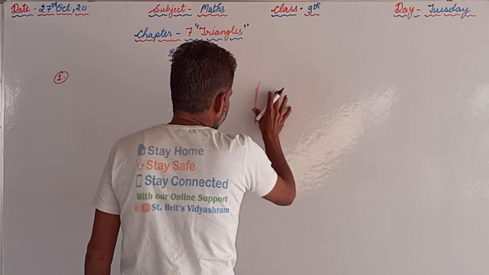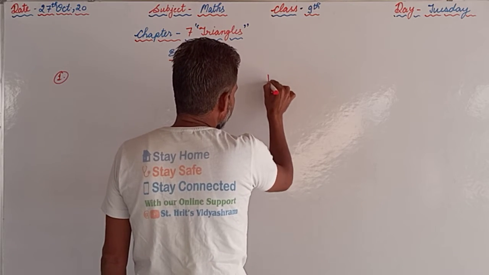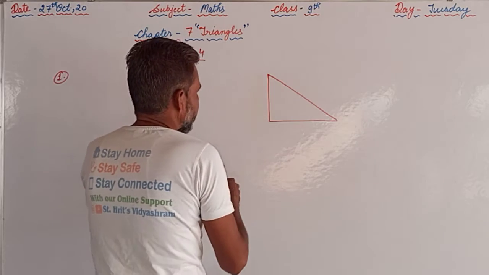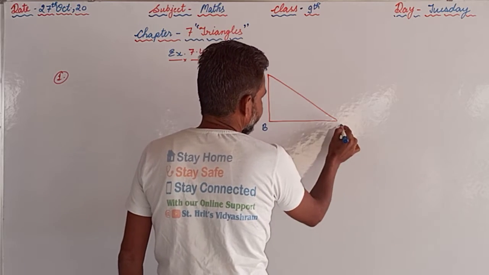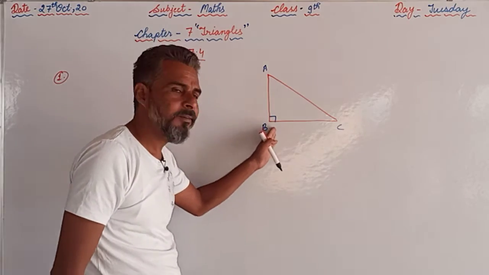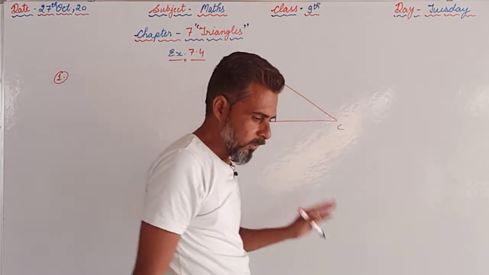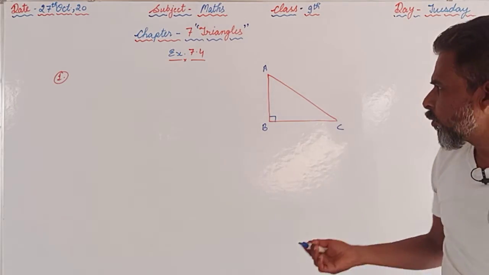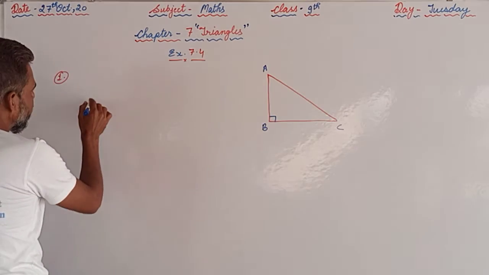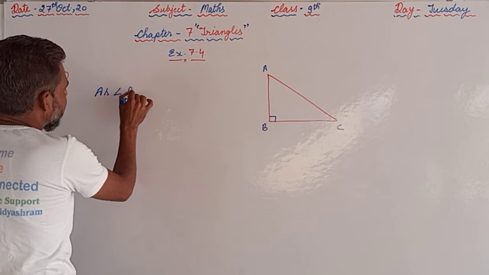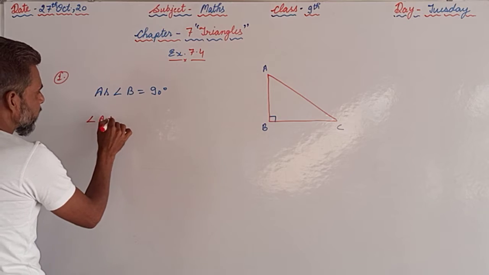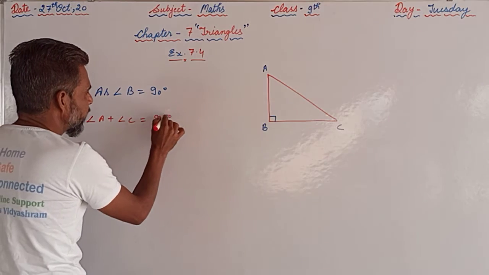Suppose the right angled triangle is given there. Right angled triangle means triangle ABC, which is right angled at B. So this is the 90 degree. As the sum of the angles of a triangle is 180, the sum of the remaining 2 angles will be 90 degree. So as angle B is equal to 90 degree, we can say that angle A plus angle C will be 90 degree.